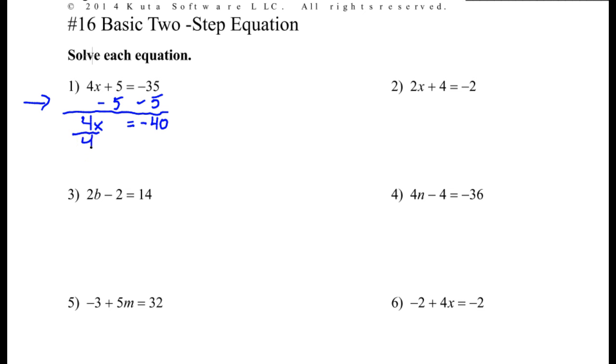And then, of course, finish it up. Again, dropping the variable straight down. X equals, dropping the equal sign straight down. Negative 40 divided by 4. Negative 10.